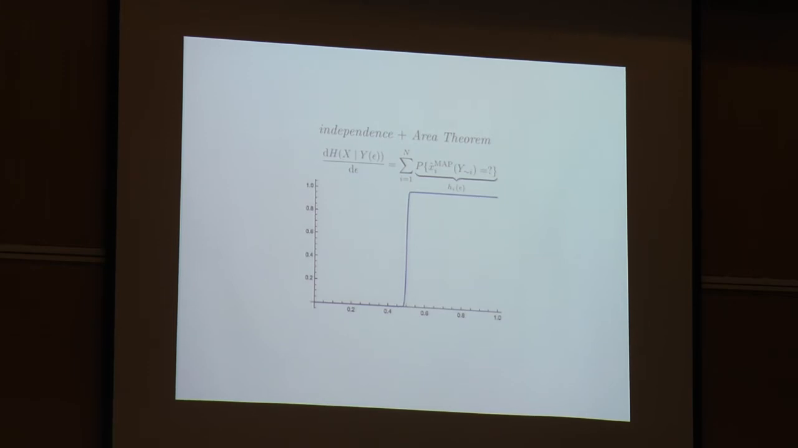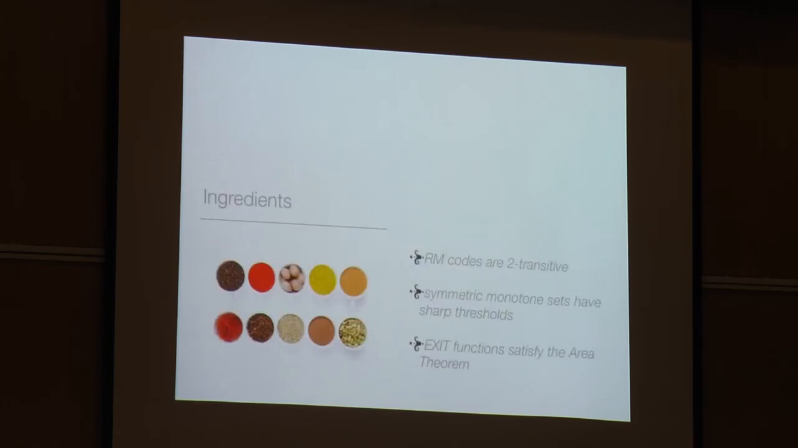We know that this transition is for the exit function, so it must happen exactly where this is the rate of the code. But if that's where the rate of the code is, then the critical threshold is 1 minus r, and that's exactly, of course, the capacity. And that shows why, for the binary erasure channel, these codes indeed achieve capacity.